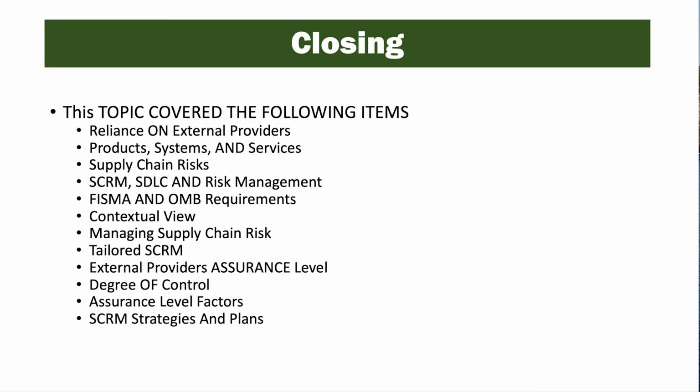In closing, this topic covered a lot of items, including the following: resilience on external providers, products, systems, and services, supply chain risks, SCRM, SDLC, and risk management, FISMA and OMB requirements, the contextual view of SCRM, managing supply chain risk, tailored SCRM, external providers assurance levels, degree of control, assurance level factors, and SCRM strategies and plans.